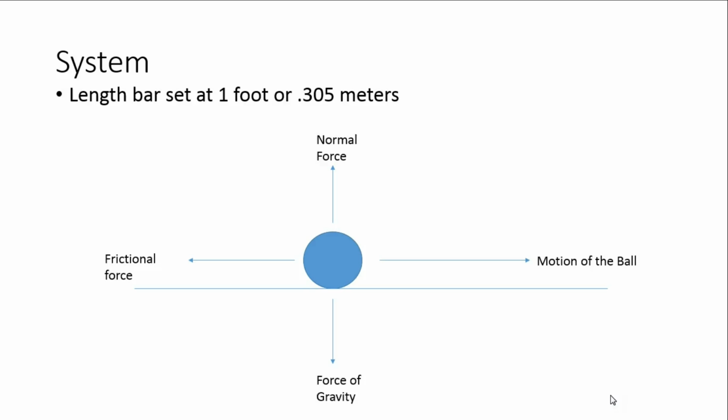There are several forces which act upon the ball as it moves. There's the force of gravity pulling the ball onto the floor, the normal force of the earth acting upward on the ball, and the frictional force, which acts in the negative x direction, opposite of the motion of the ball.